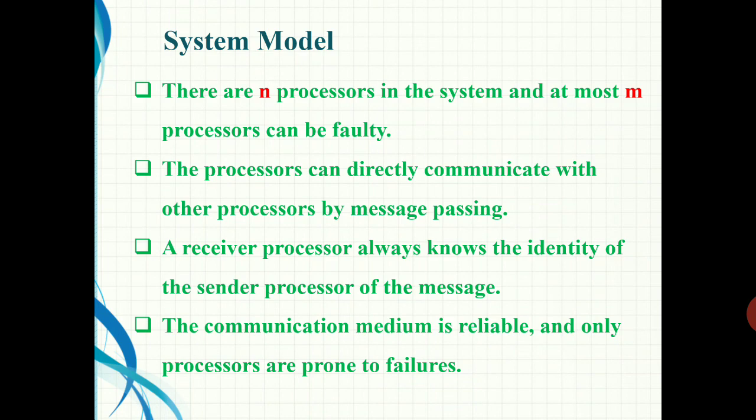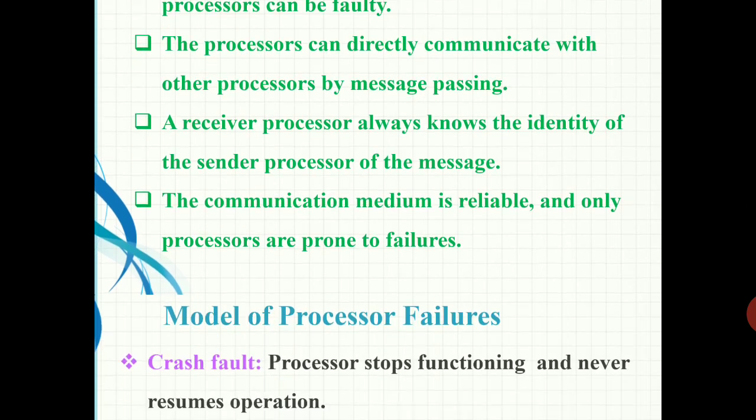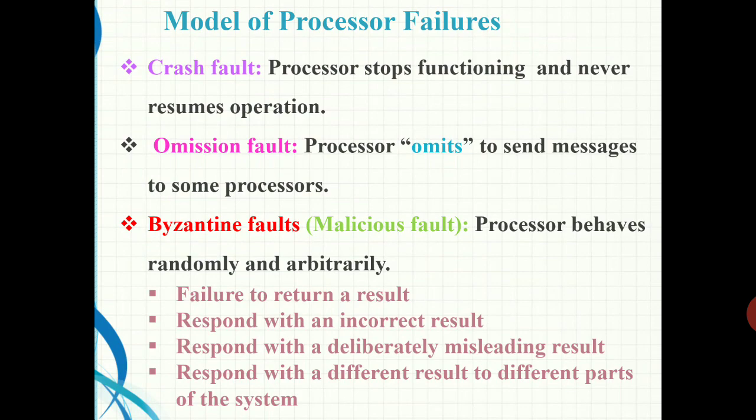The communication medium is reliable. We assume that the communication medium is reliable, and the processes are prone to failure. That is, a process can crash or fail, but we assume that the communication medium is reliable. First of all, based on this model, we can classify the failures of the processes. The processor can fail in 3 modes: first one is crash fault, second one is omission fault, and the last one is malicious fault or Byzantine fault.